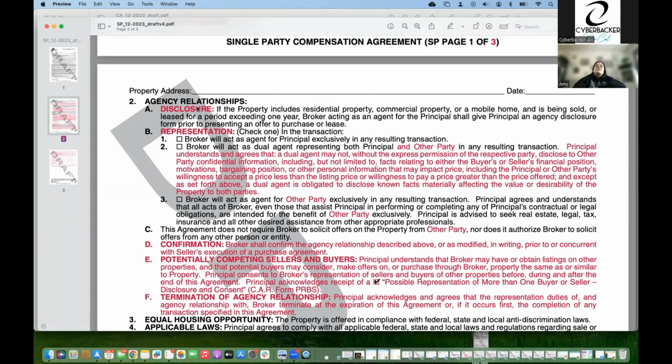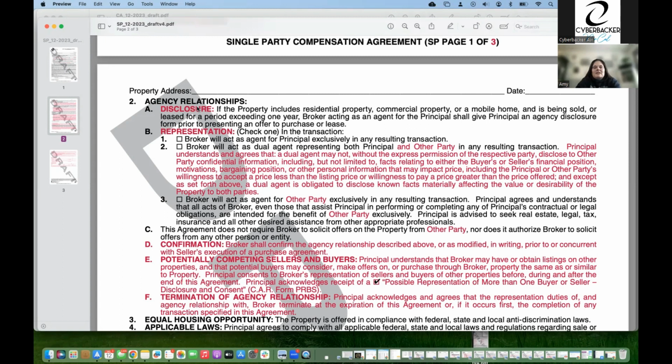Option 3, right? We have agent for the principal exclusively, 2 is dual agent, or 3 is broker will act for agent for other party exclusively in any resulting transaction. So that's, hey, we're just representing like the buyers, okay? The seller is choosing not to be represented.